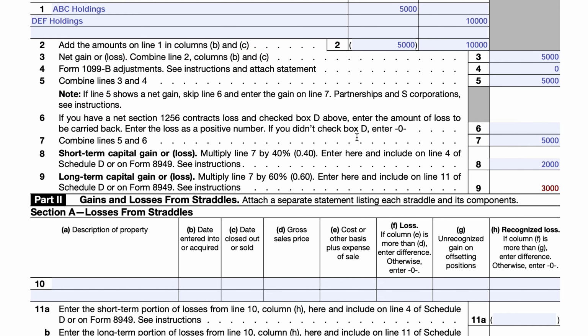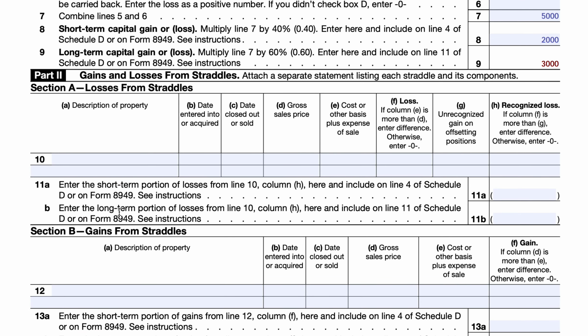So in Part 2, we've got two sections, Section A and Section B. Section A, you're going to use this to describe any losses from positions that are part of a straddle. And generally, a loss is allowed to the extent that it exceeds the unrecognized gain on offsetting positions. Part of the loss that's not allowed is treated as if it was incurred in the following year, and it's allowed to the same extent.